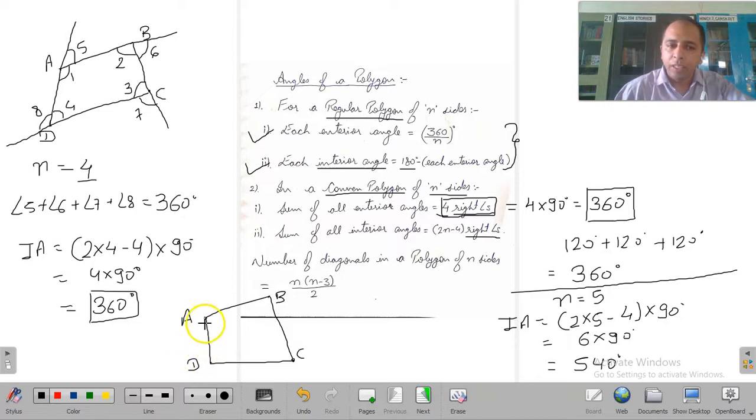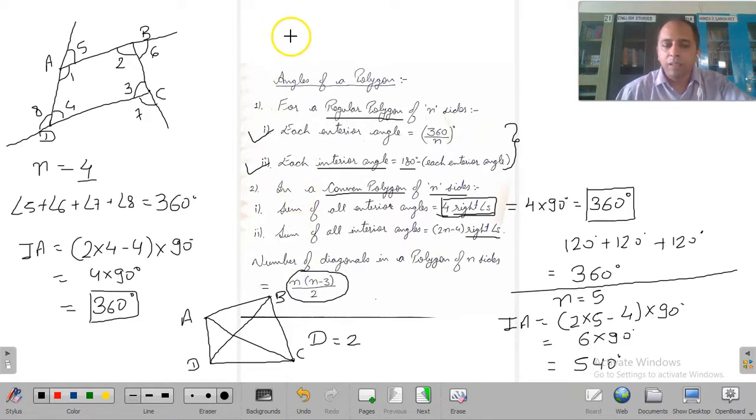Now if we join these opposite vertices, if I join A with C and B with D, then AC and BD are the diagonals of the polygon. You can see that there are two diagonals in a quadrilateral. So the number of diagonals, D, is 2. Now let's check it with the help of this formula. According to this formula, n for a quadrilateral is 4.